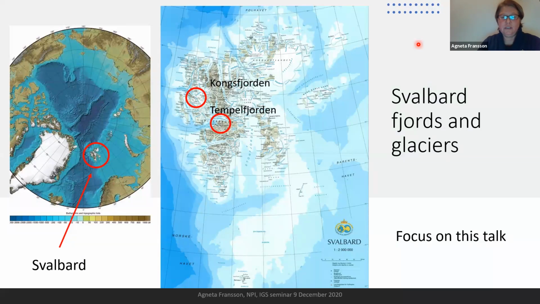So first I will just show you on the map where we are right now. In this talk we are on Svalbard, and it's north of Scandinavia. And the fjords I'm going to present are the Tempelfjorden and Kongsfjorden, and they are located on the western side, the west coast of Svalbard. Tempelfjorden is located at 78 degrees north, and Kongsfjorden is located at about 79 degrees north. And they are surrounded by glaciers.